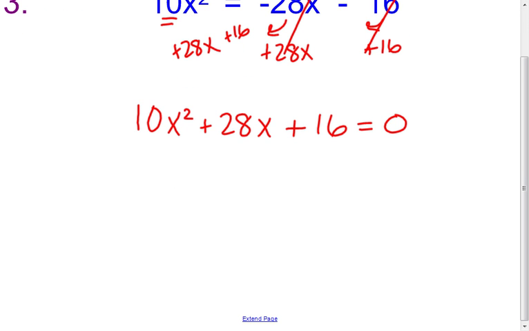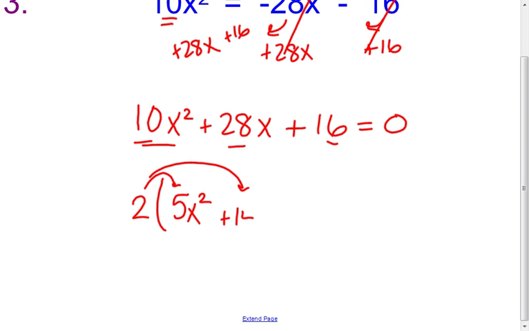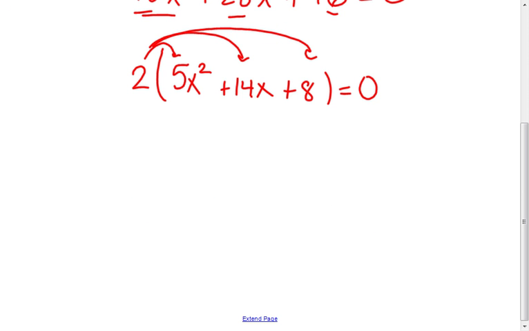Okay, what I want you to notice on this one is that you can actually pull out a common term first, and I should have talked about that on the other two examples. The first thing you should always ask yourself is, is there anything that you can factor out? And in this case, 10, 28, and 16 are all divisible by the number 2. So I am going to pull a 2 out of there, and when I pull the 2 out, then 2 times 5x squared gives me 10x squared. 2 times 14x gives me 28x. And 2 times positive 8 gives me 16. So here's where I'm at.